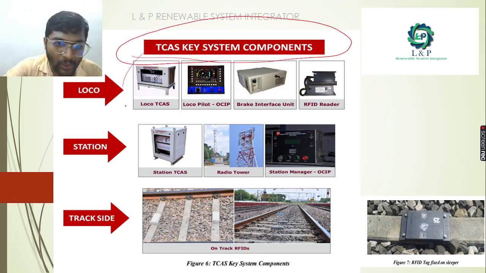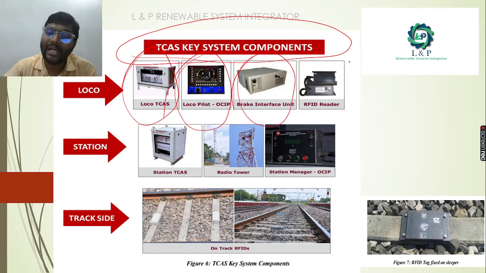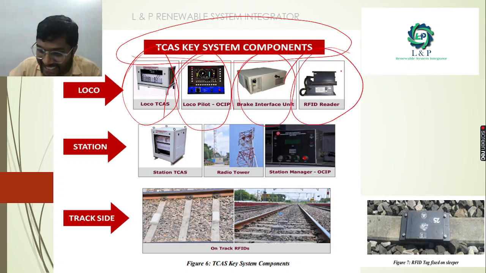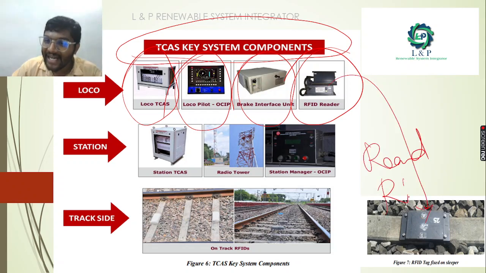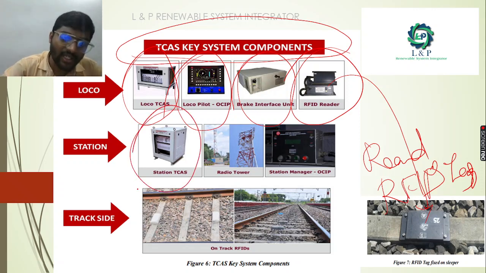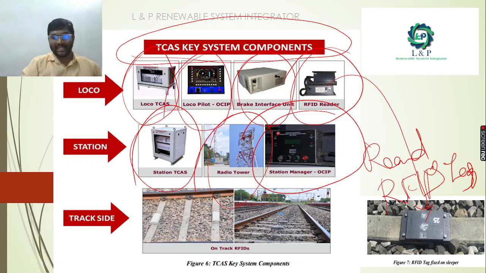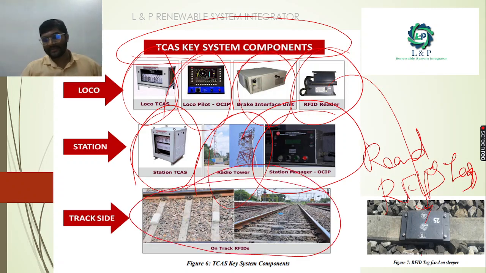As you can see, this is the loco train collision avoidance system which will be inside the loco, and this is the loco pilot display, and this is the brake interface unit which will be present inside the loco, and this is the RFID reader which is going to read these RFID tags. And what will be in the station? Inside the station we have a station train collision avoidance system, we have a radio tower, we will also have a station master OCIP, and on the track side we will have these tags which will be fixed on the sleepers.